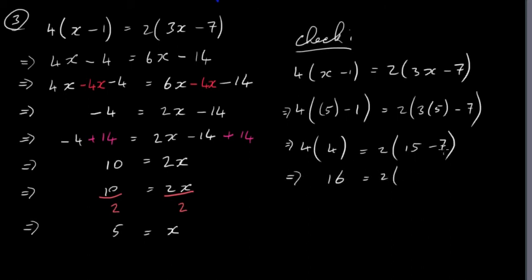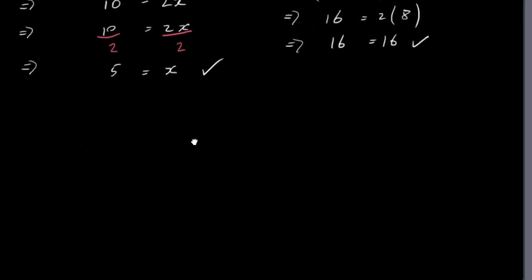Here I end up with 2 times (15 minus 7). That will give me 8. 15 minus 7 is 8. That will give me 16 is equal to 2 8s, 16. That's correct, so x must be equal to 5. So that's worked out nicely for us.